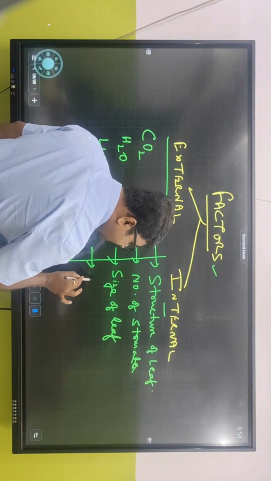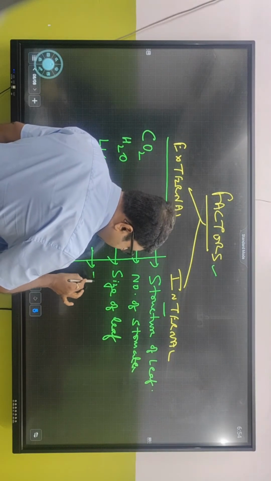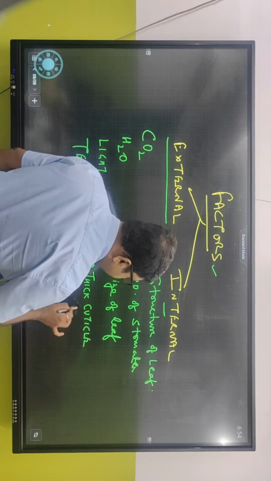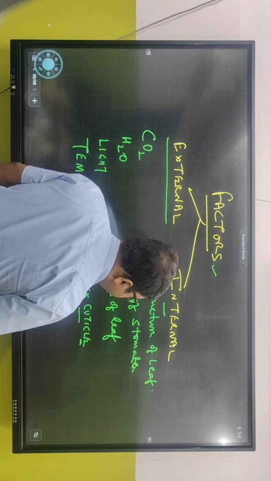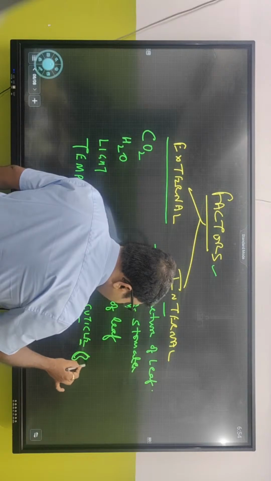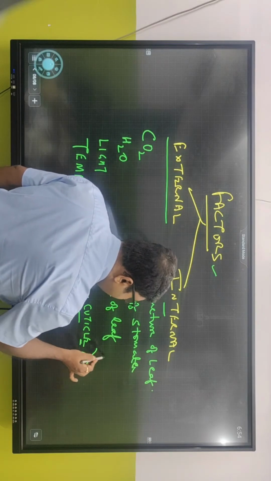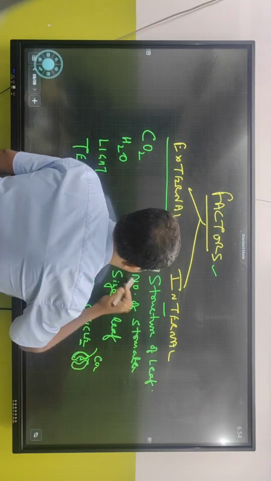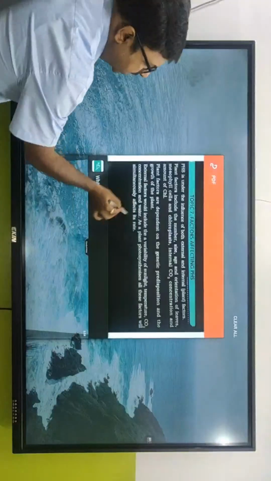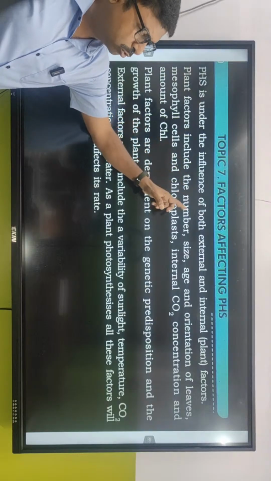Mesophyll cells. Okay, if there is a thick cuticle, the chances of transpiration, that means stomatal opening, will they decrease or increase? The opening will decrease, and if the opening decreases then what happens? Carbon dioxide fixation will also be less. So this comes under internal factors. So let us talk about photosynthesis under the influence of both external and internal factors.